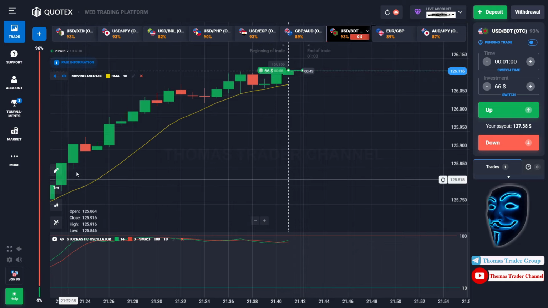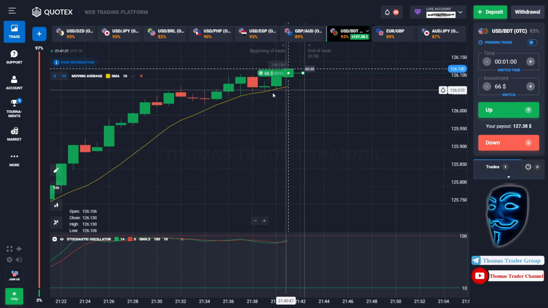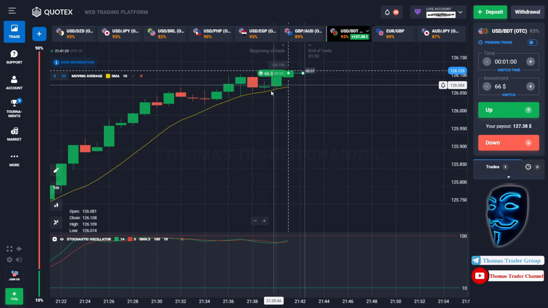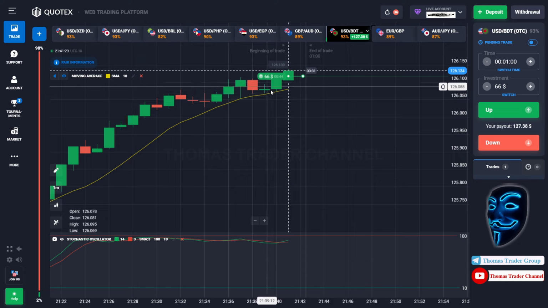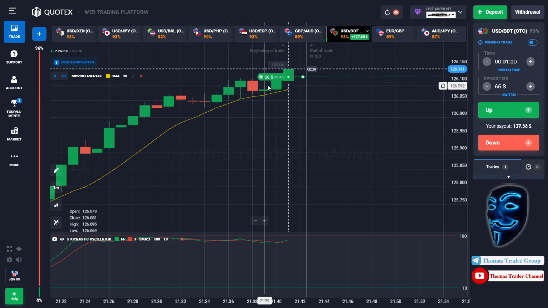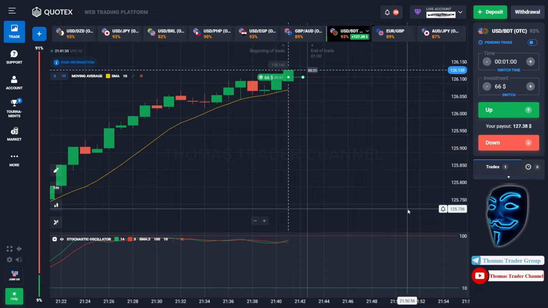As you can see, the market is going bullish and the market has just made a rebound on the moving average line. I'm sure that the market will still continue the bullish trend. Let's prove it and let's wait till the end of our trade.